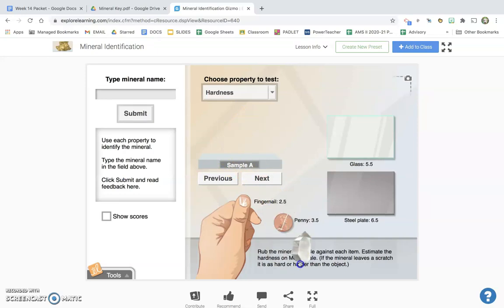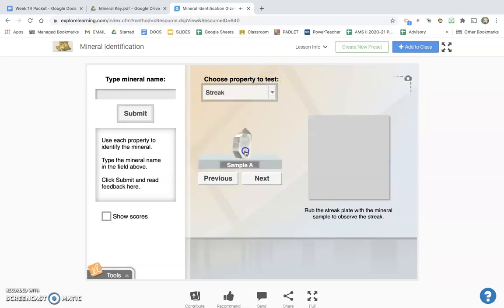Now let's try the penny. All right, scratches that. The steel plate, yep. And well, obviously the glass, because it scratched the steel plate. So we know that it's harder than all these things. So it has to be at least 7 on the Mohs scale of hardness, because the steel plate was 6.5. So we know it's got to be between 7 and 10, because 10 is the hardest.